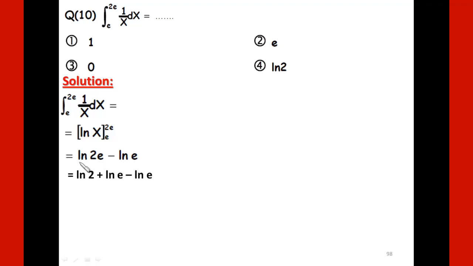Again, ln 2e is the product of 2 multiplied by e. From the properties of logarithm, we can write ln 2e equals ln 2 plus ln e. And this will be equal to ln 2, because ln e minus ln e equals 0.